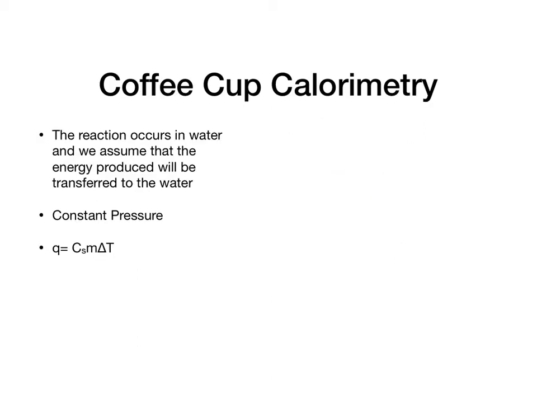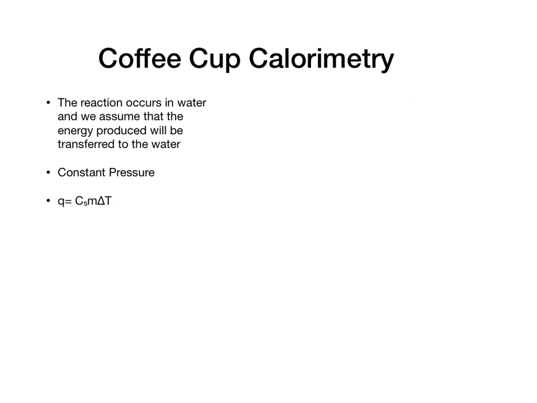So we can use something called coffee cup calorimetry. And so if the reaction occurs in water, and we assume that there is no change in the amount of heat to the system, we can start to calculate this. So in lab, you will do an experiment or watch an experiment that looks like this. So it is called coffee cup calorimetry because we use coffee cups.